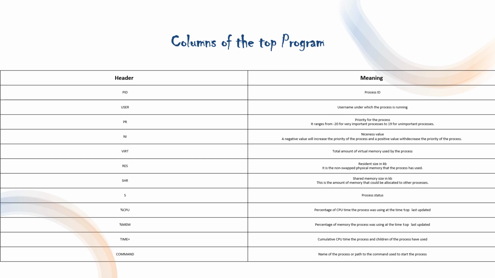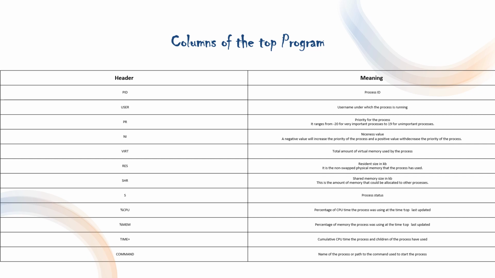VIRT, the total amount of virtual memory used by the process. RES, the resident size in KB. It is the non-swapped physical memory that the process has used. SHR, the shared memory size in KB. This is the amount of memory that could be allocated to other processes.